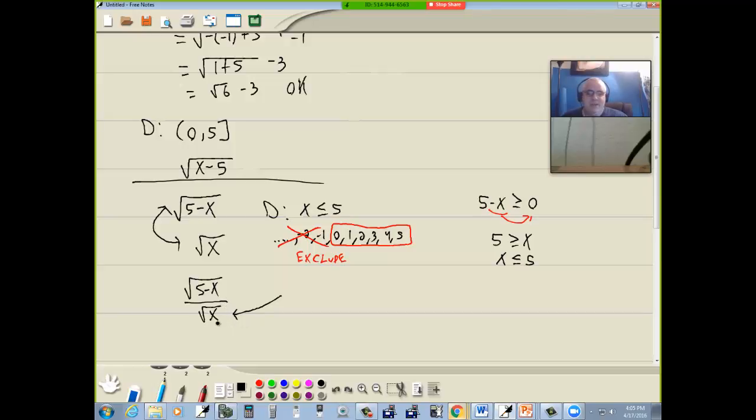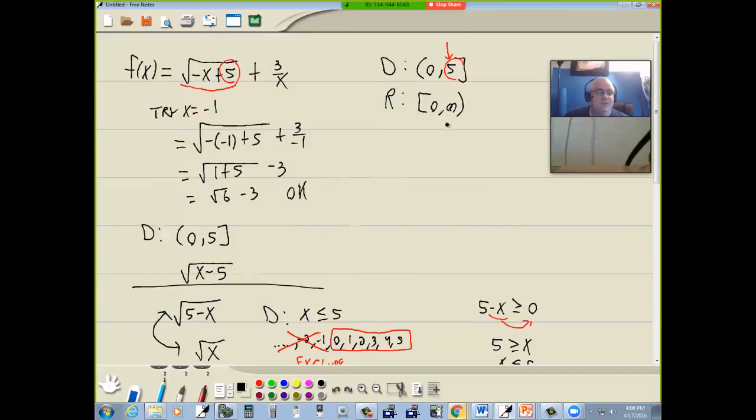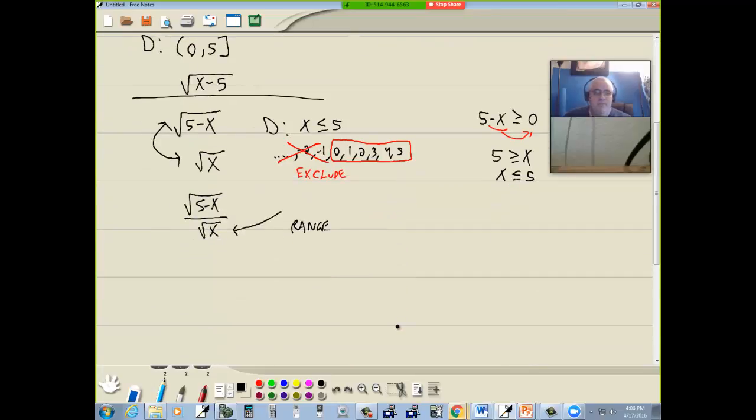So that's kind of the build-up from there. Of course, the second part would be, well, what does that do to my range? Have I messed up my range at all? Well, our range is supposed to be from 0 to infinity, including 0. So let's try our endpoints.